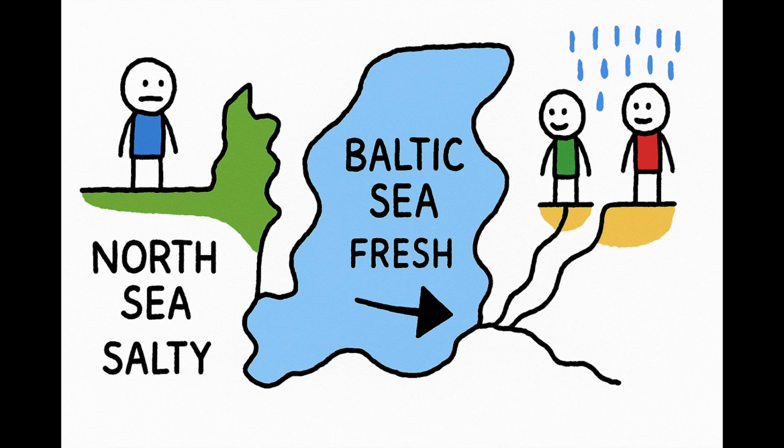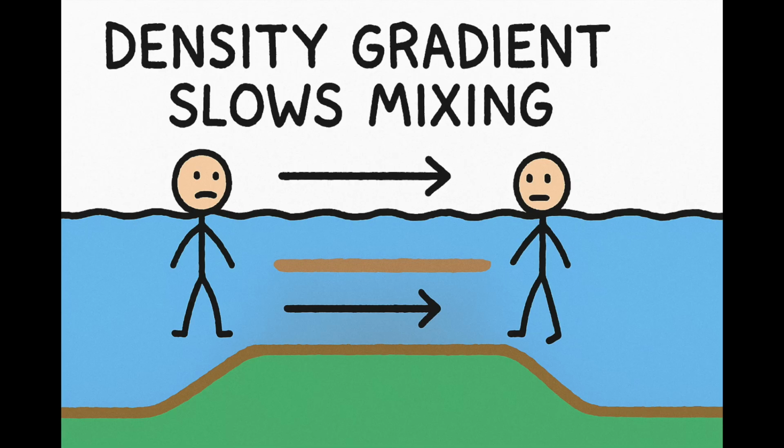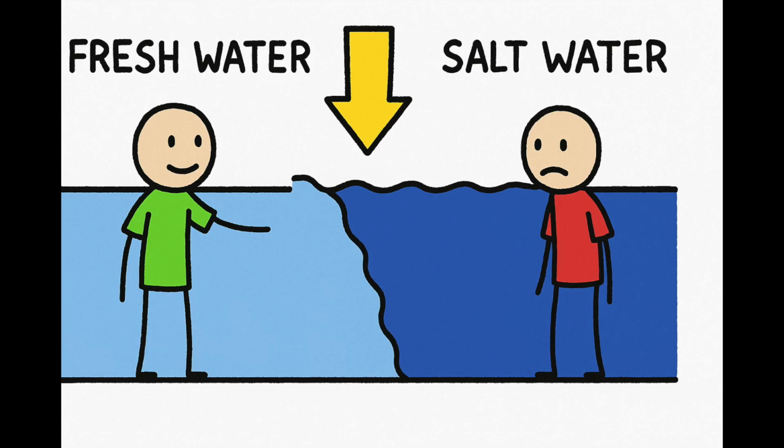For example, the Baltic Sea contains relatively fresh water due to large river input. The North Sea contains saltier Atlantic water. The salinity contrast there creates a density gradient that slows mixing and produces distinct water layers.